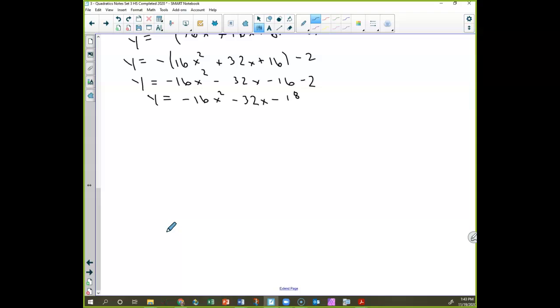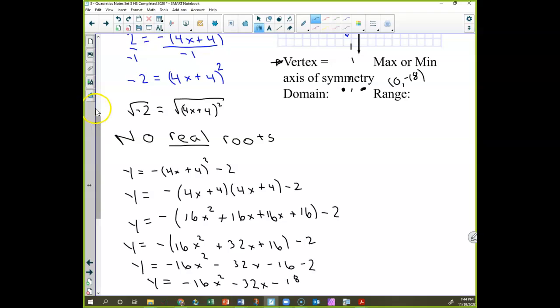What is the degree of this polynomial? 2. If the polynomial has a degree of 2, how many roots does it have? 2. This has 2 roots. It's just those roots are not things that will go on a number line.